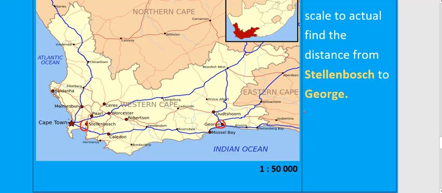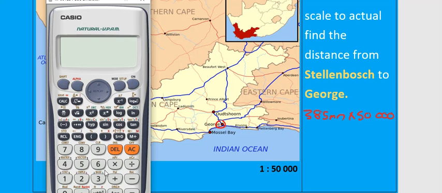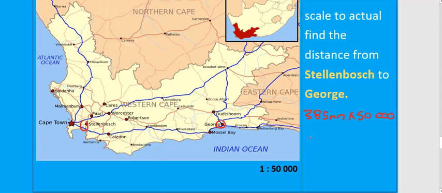So then you would take the 385 millimeters and you would multiply it by the 50,000 from the scale. Multiply that by 50,000. So let's just do that. 385 multiplied by 50,000 equals 1,925,000 millimeters. Remember, we measured in millimeters.